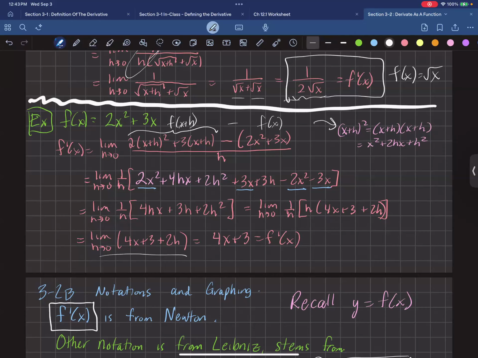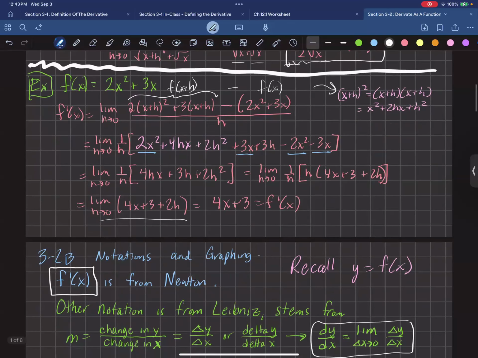Now we can plug in h equals 0. So we get 4x plus 3 equals f prime of x. So now we can find derivative functions. And in 3.3, we're going to learn a shortcut way of getting these rather than doing the limit every time.